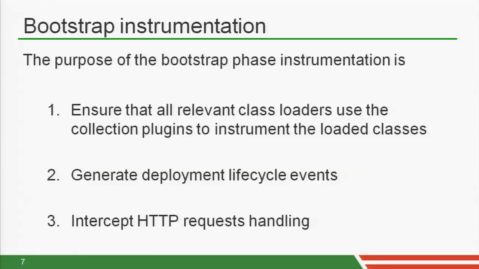So how do we achieve this? We do what we call bootstrap instrumentation. Basically, what we do is we ensure that all the relevant class loaders that load your application know about our collection plugins and know that before they load the class, they have to go through our collection plugins, which are aspects, and allow us to modify the bytecode so we can intercept these APIs of interest.